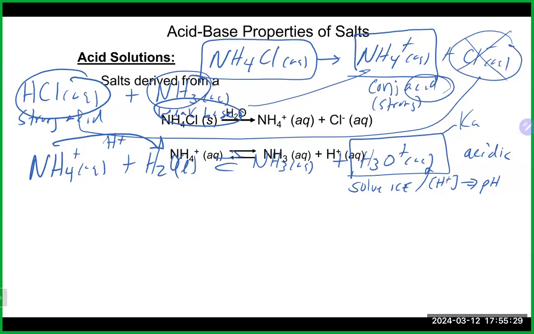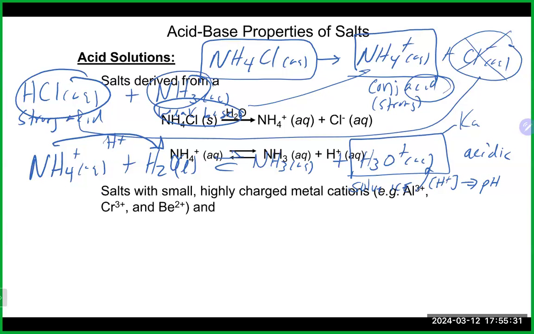Any questions on that there? Now, there is actually another way as well that we can produce an acidic solution, and this is with metals. So hydrated metals, for example, that have a large positive charge, like aluminum, chromium, beryllium, a lot of the transition metals as well, will also behave like an acidic salt.